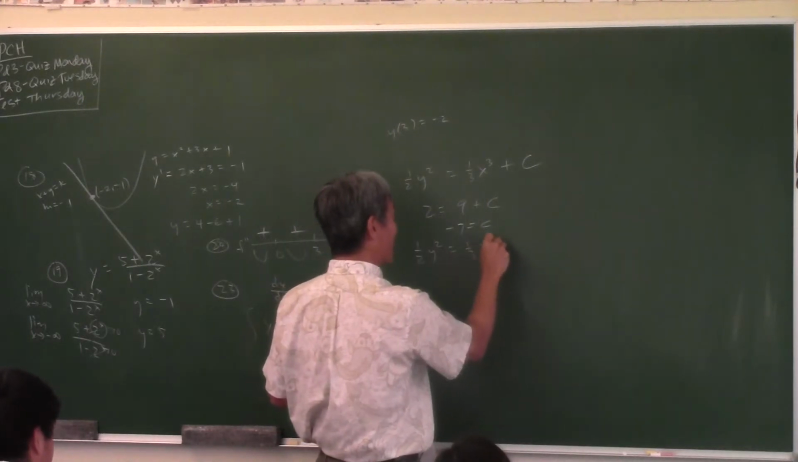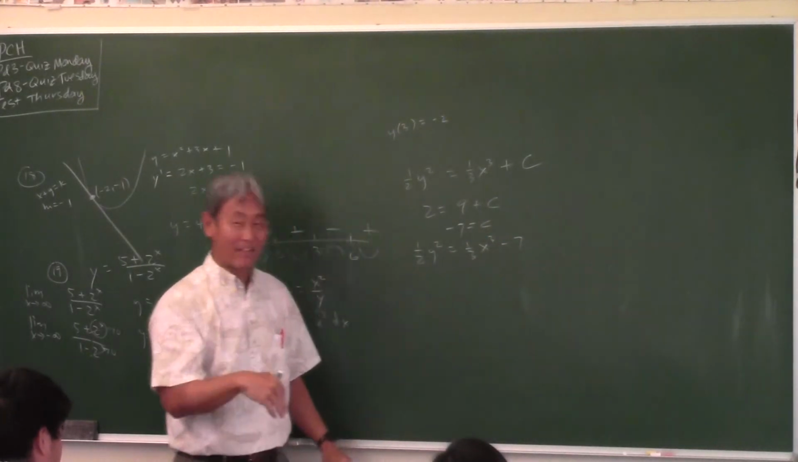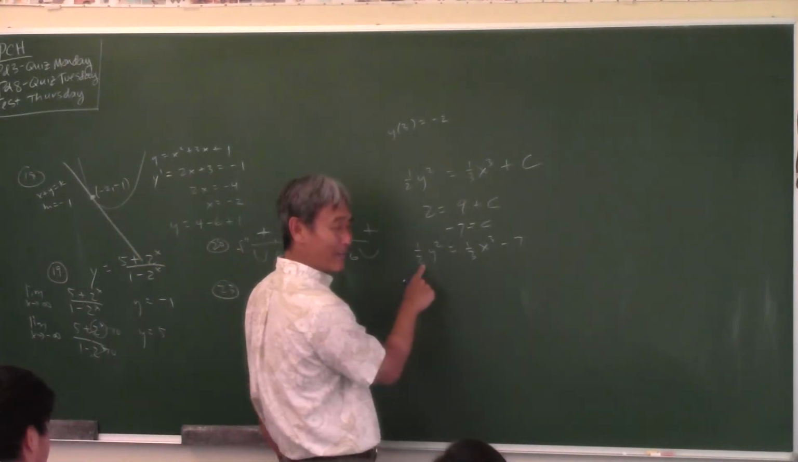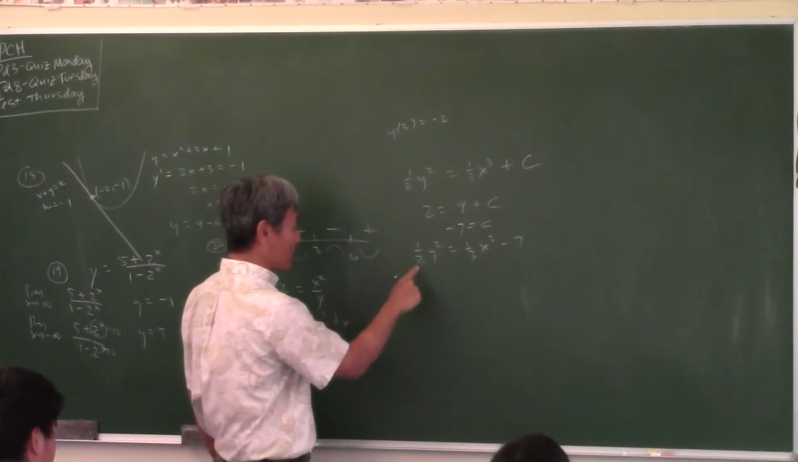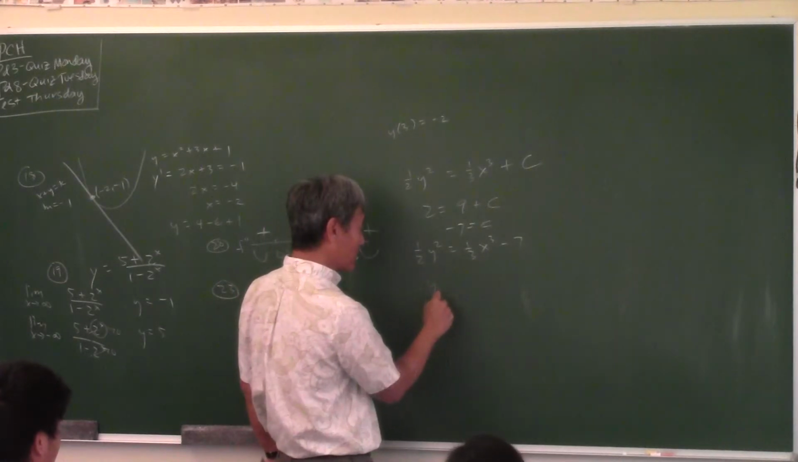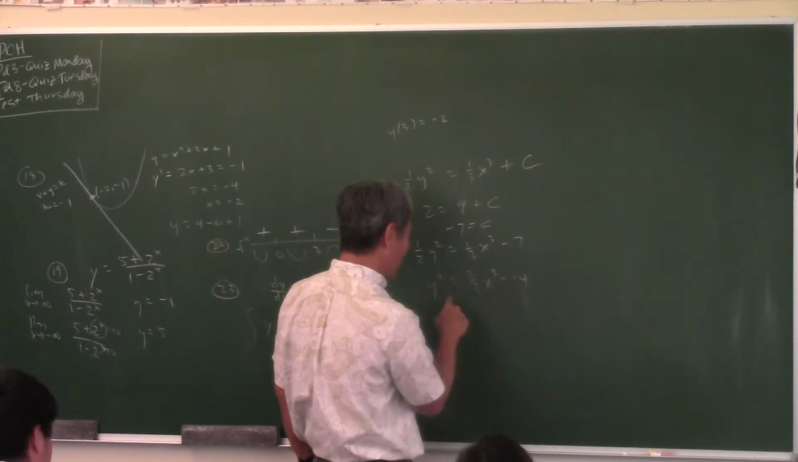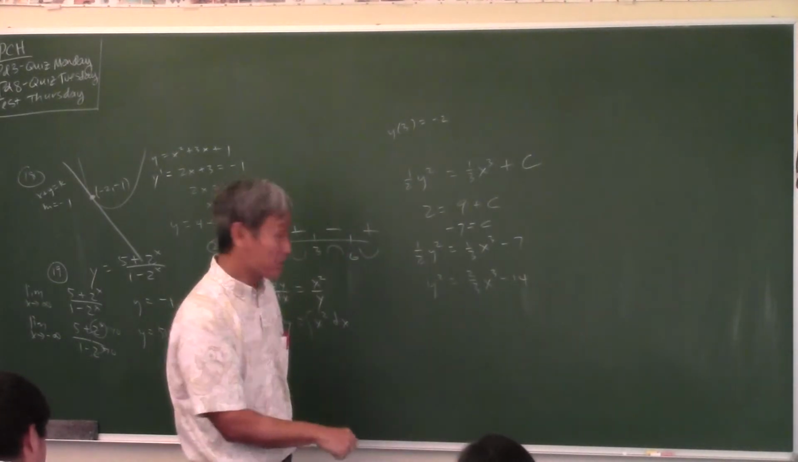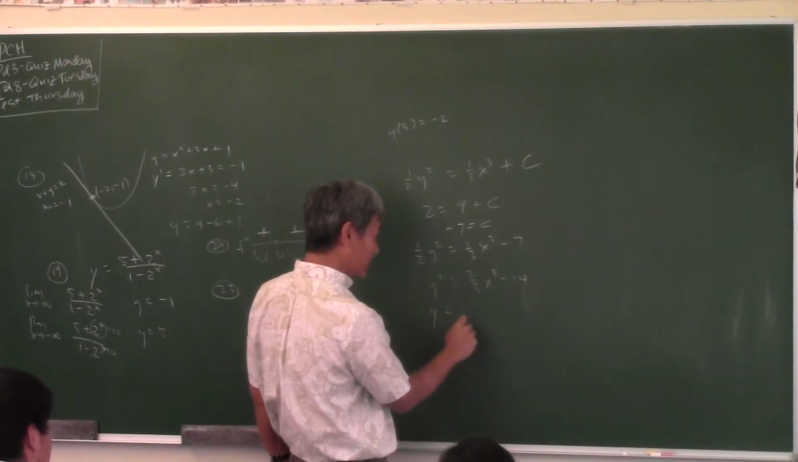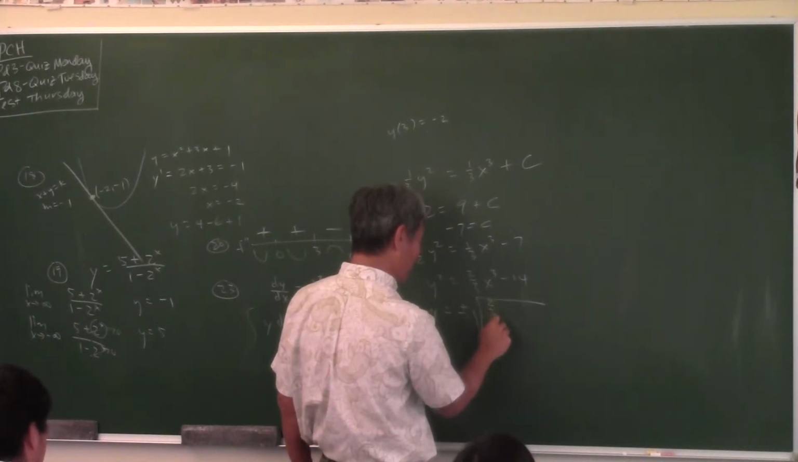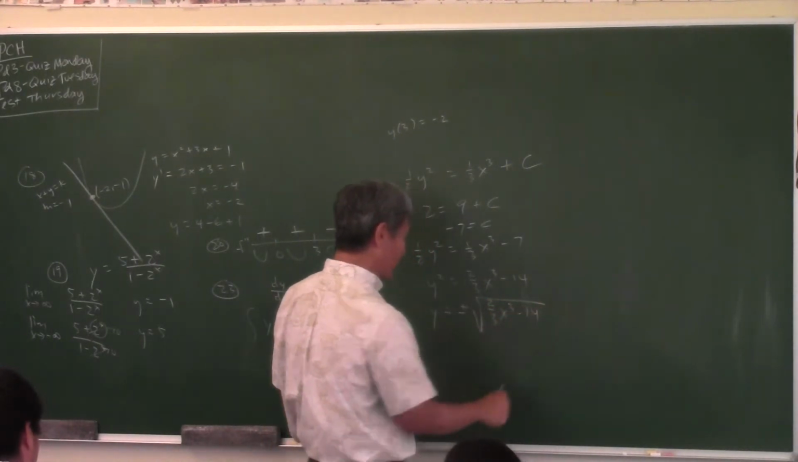Now, a lot of people got this far, and then they made a fatal error right at the end. Let's just finish. How do I get rid of this 1/2? Because now you gotta solve for y. Multiply both sides by 2, so you get 2/3 x cubed minus 14. And then the last step is to square root both sides. So y equals plus or minus the square root of 2/3 x cubed minus 14.